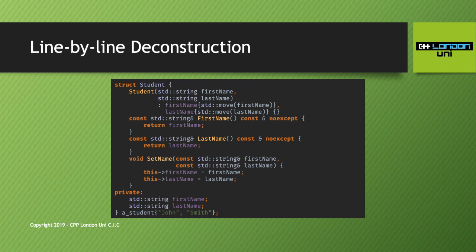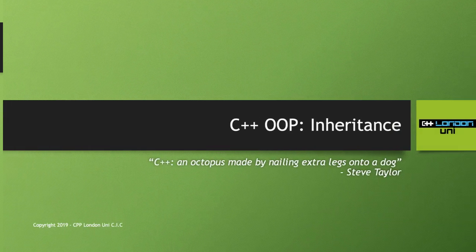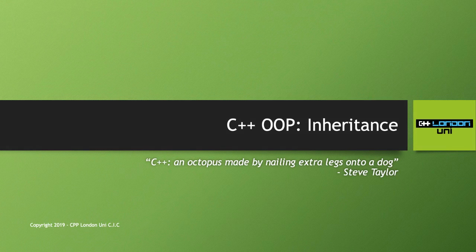So the question was if we were to call set name on the a student variable, a underscore student dot set name, somewhere else in the code obviously, you can't just do it on that line there. Yes, it would overwrite John Smith; if we pass Mike Smith to set name, then you turn it into Mike Smith. Right, now let's talk about inheritance. And again, another great quote that I found that I loved: C++, an octopus made by nailing extra legs onto a dog.